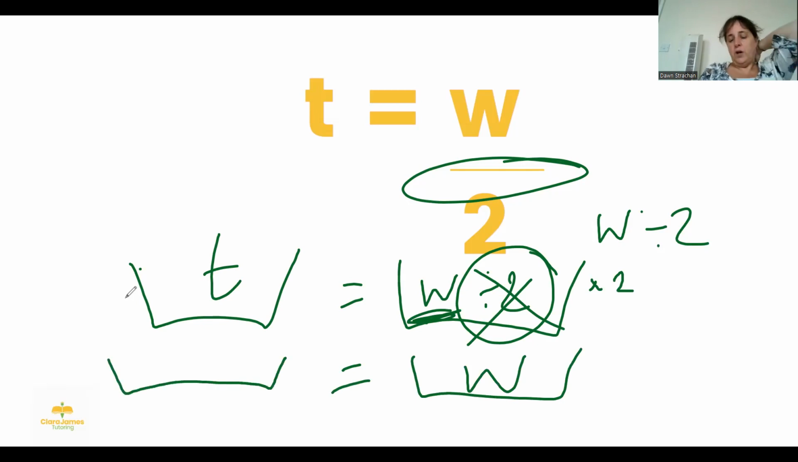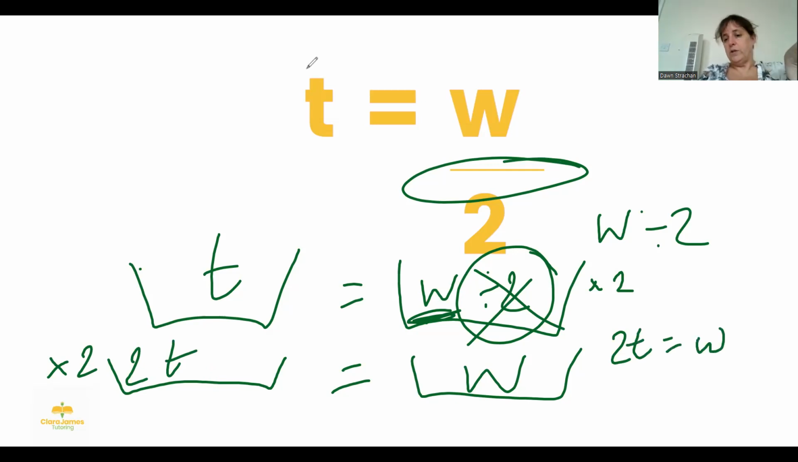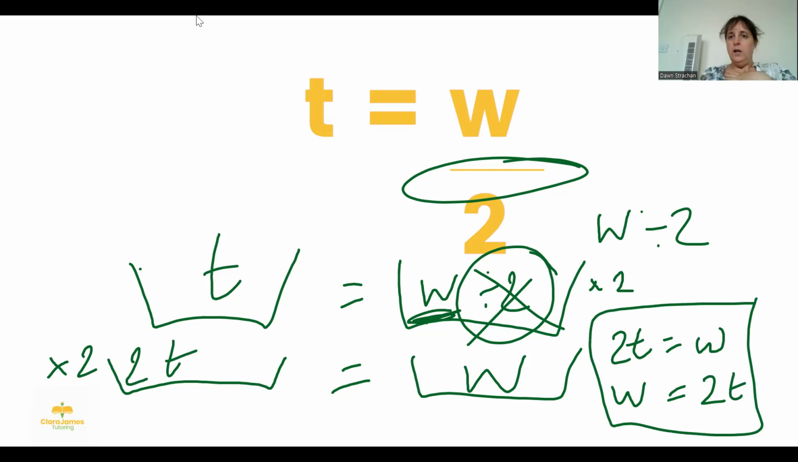Okay, but because I've times this side by 2, it means I've got to do the same to this side to keep the scales balanced. So that means I'm going to end up with basically 2 times T, but in algebra we don't write the times in because it could be confused as another value. So that means we would write it as 2T. So our answer would be 2T equals W, or we could also write it as W equals 2T. Okay, so that's our answer for that one.